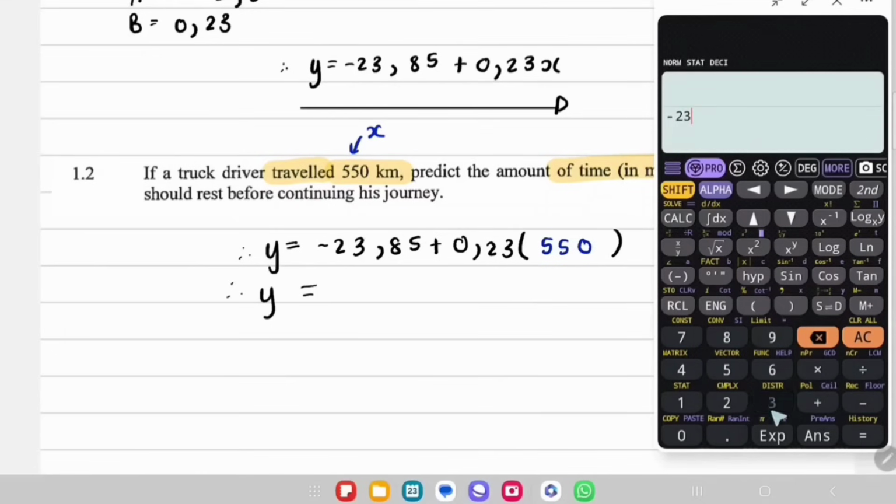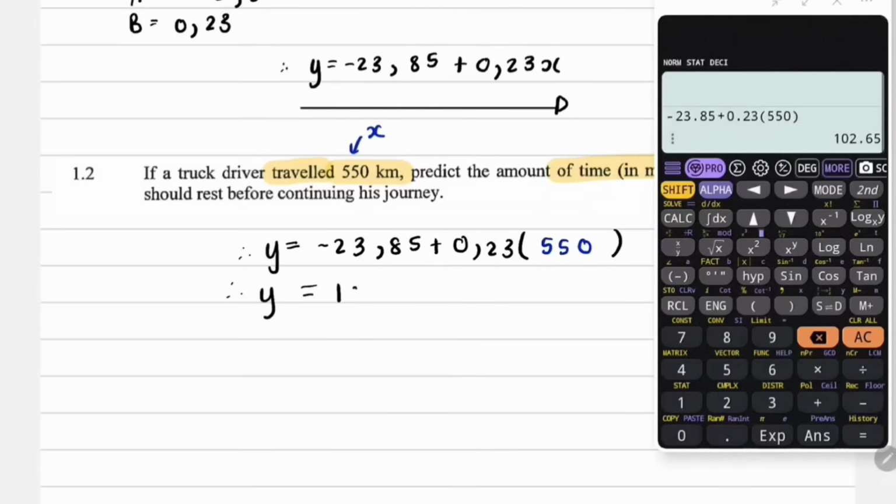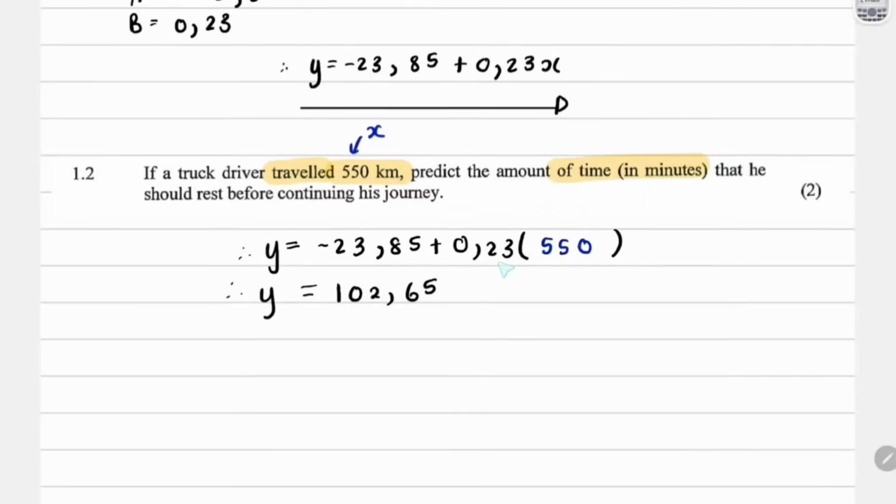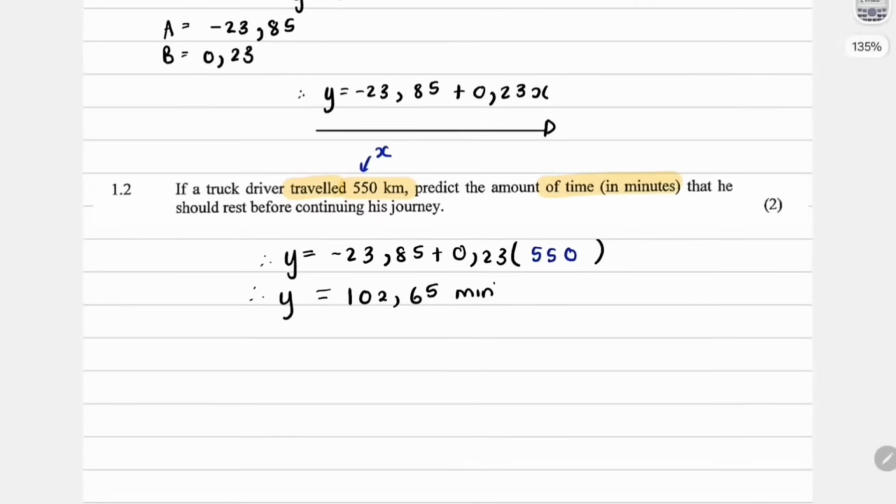So we'll say negative 23.85 plus 0.23, and then in brackets 550. And you see what it gives us. It gives us 102.65. Okay, so there we go. And this, of course, is in minutes. You don't really have to round off. It's fine like that. So that is our answer. Okay, moving on to the next question.